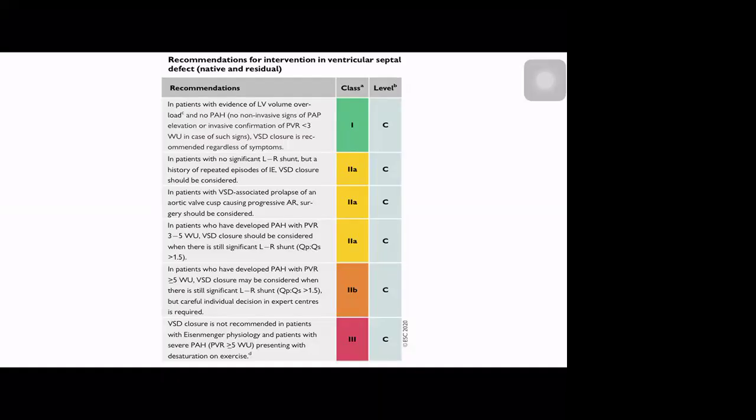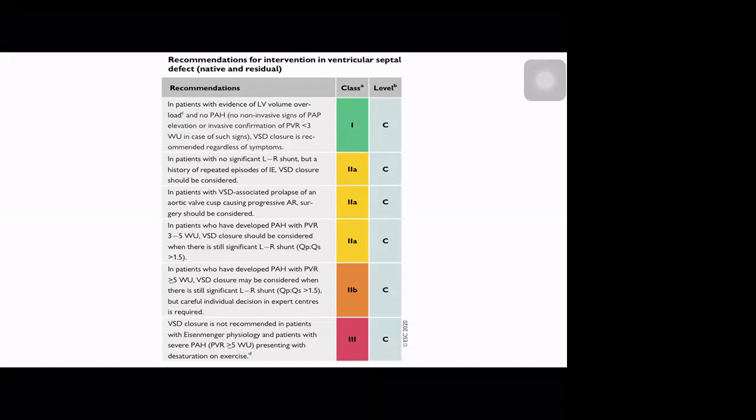That means Qp:Qs ratio more than 1.5. So, significant left-right shunt, Qp:Qs ratio more than 1.5. If the PVR is more than 5 Wood units, the recommendation is class 2B. But in the same situation, same condition, if the PVR is between 3 to 5, the indication will be class 2A.